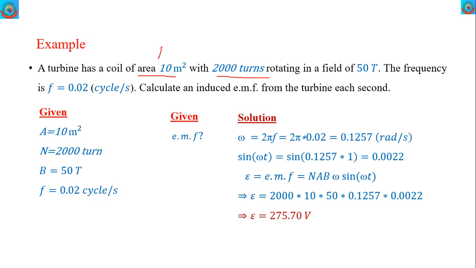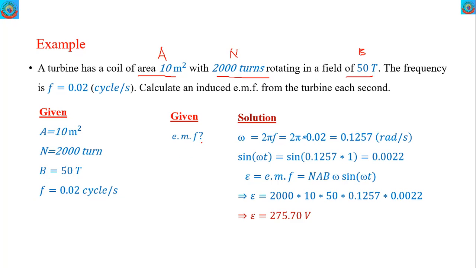So this is the area, this is N, and this is the magnetic field strength B. The frequency F is given as well. Calculate the induced e.m.f. for the turbine each second. Look, so in every second, how much induced electromotive force is generated in the turbine? That is what we are going to cover. So these are the given parameters.